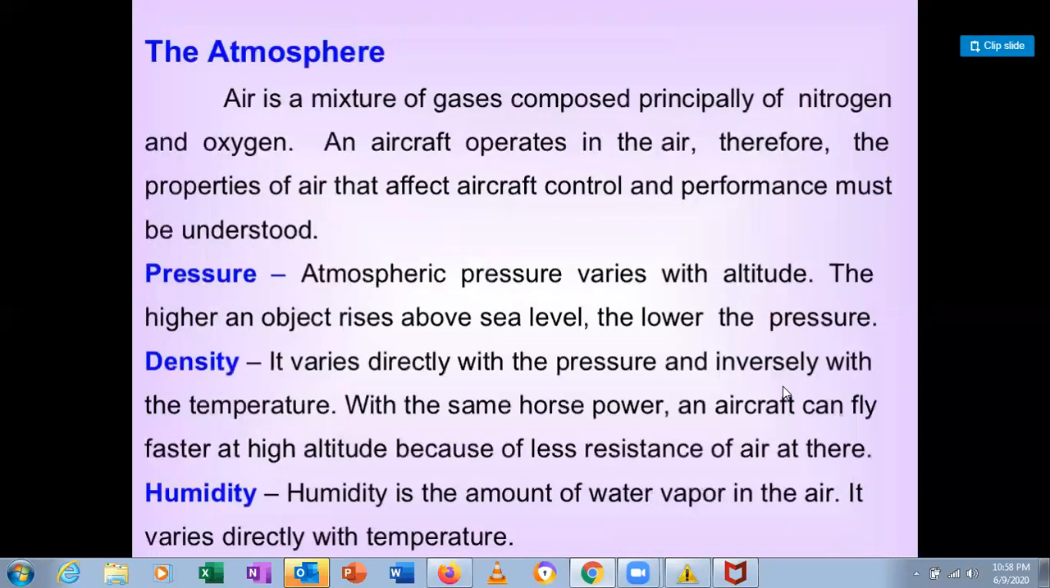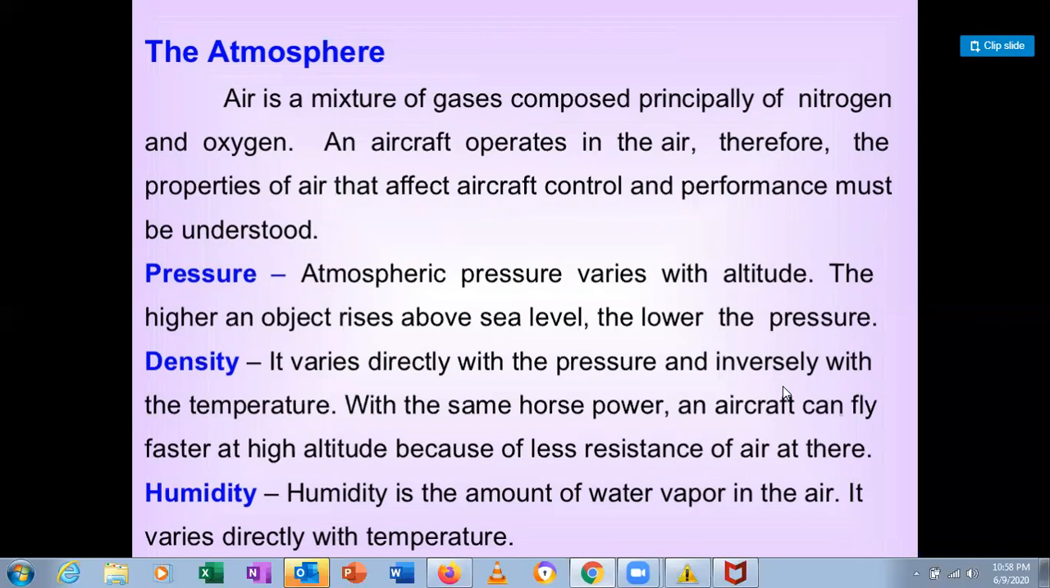See, in the atmosphere, air is a mixture of gases. Already you know that it is composed principally of nitrogen and oxygen. An aircraft operates in the air, therefore the properties of air that affect aircraft control and performance must be understood, namely pressure, density, and humidity. You know that pressure is nothing but force per area.